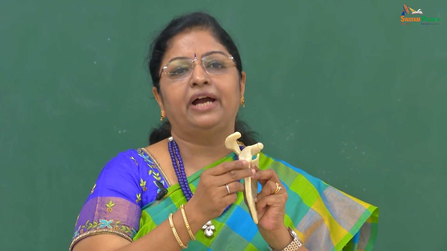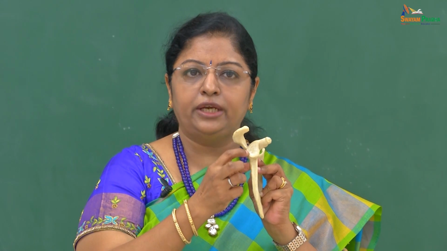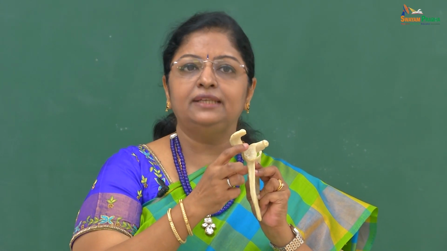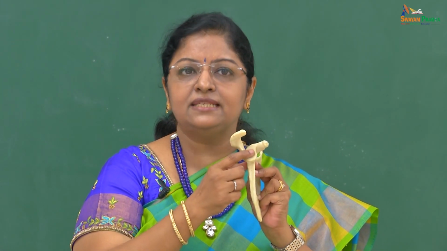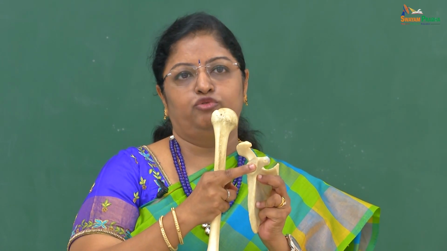Glenoidal labrum is a fibrocartilaginous ribbon which gets attached to the margins of this glenoidal fossa or cavity to further deepen or increase the depth available for the head of the humerus to articulate with the glenoid fossa.